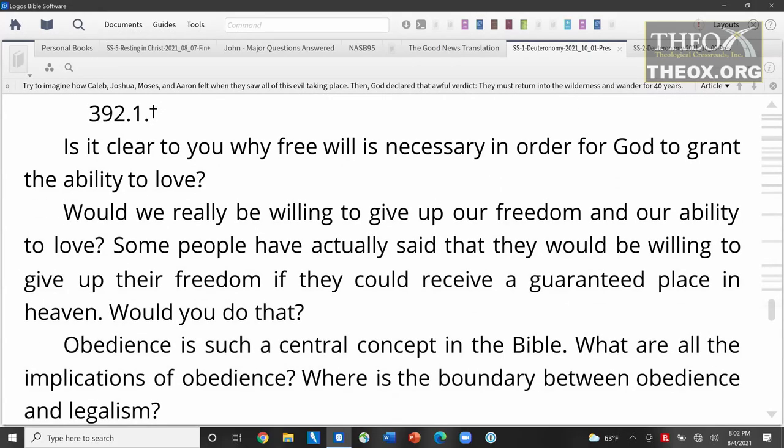So that's suggesting, or even saying straight out, that if Israel at that time had repented, then God would have said, well, that was a conditional prophecy, and I'll let you go into the land anyway. I will guide you in. Yep. But they were not. They weren't sorry about their sin. They were just sorry about the results. Consequences are painful. Is it clear to you why free will is necessary in order for God to grant the ability to love?